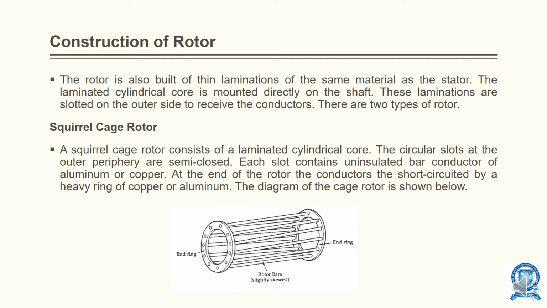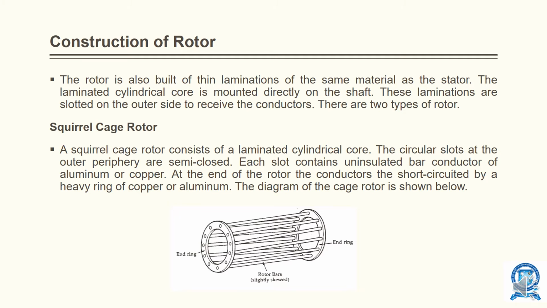So here comes the rotor construction. The rotor is also built of thin laminations of same material as that of stator. The laminated cylindrical core is mounted directly on shaft. These laminations are slotted on outer side to receive the conductors. There are two types of rotor in case of induction machine. So based on rotor construction, it can be classified into two: squirrel cage and wound rotor.